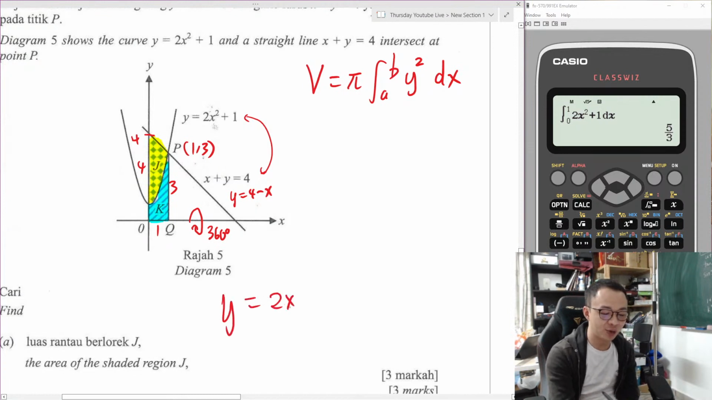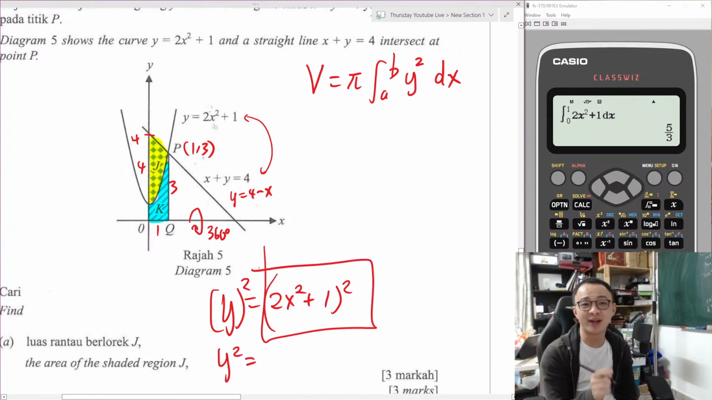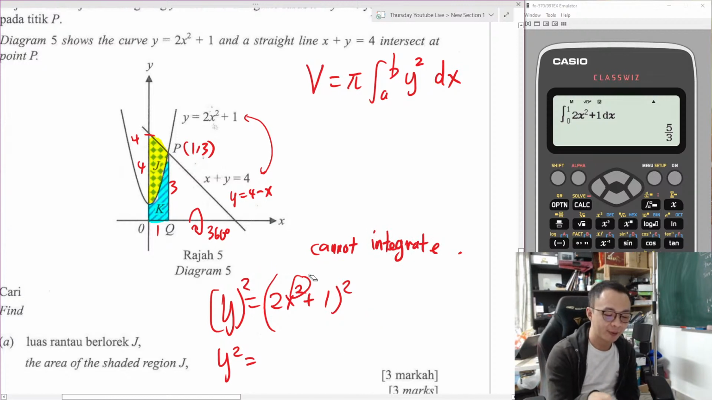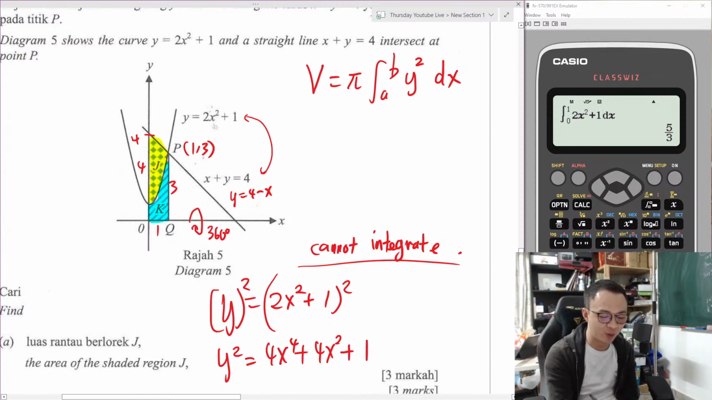So y equals 2x squared plus 1. I square both sides. Okay? But here you must be very careful. Don't integrate when inside the bracket the power of x is more than 1. Like this one, x squared, you cannot integrate. Okay, please remember this. So you must expand this bracket. So it will become 4x to the power of 4 plus 4x squared plus 1. Alright, you need to expand the bracket, then only you start to do the integration. Must expand.